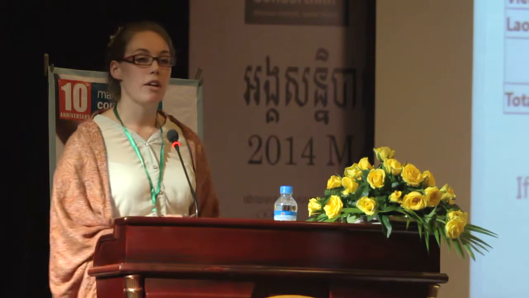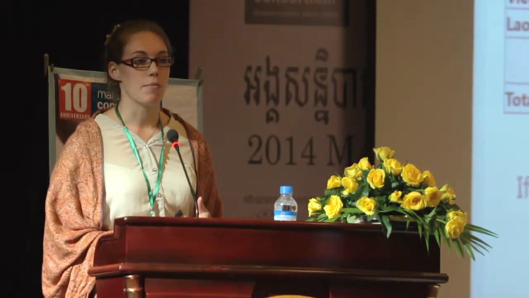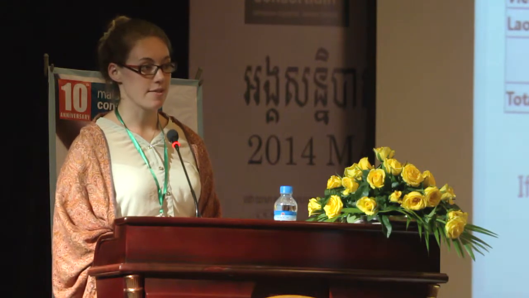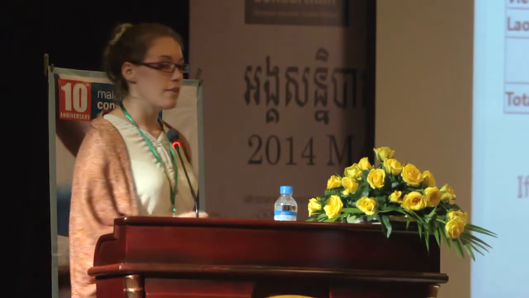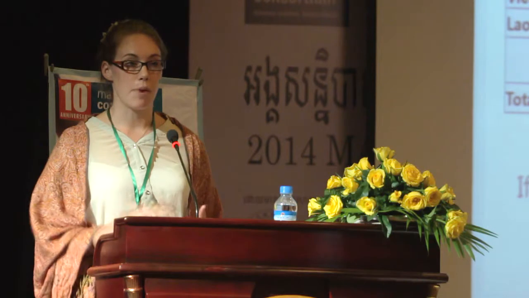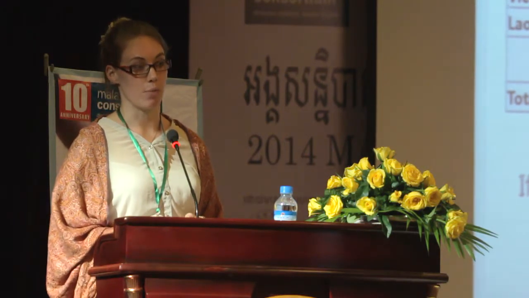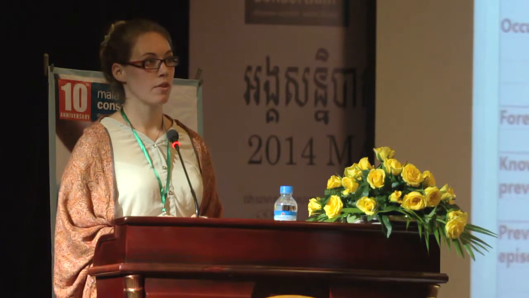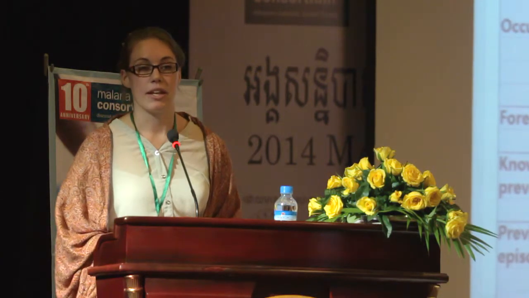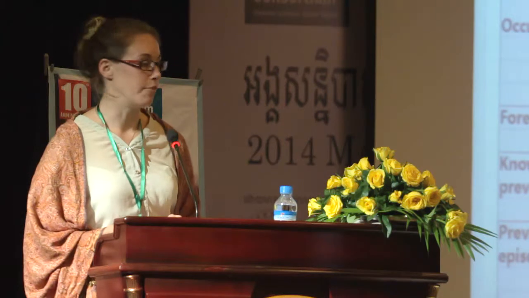So if we were only looking for signs of fever at border points, we would have missed 67% of positive cases. So we need to be able to find a way to identify both symptomatic and asymptomatic carriers of infection at borders. And this can be done by looking at risk factors for infection.